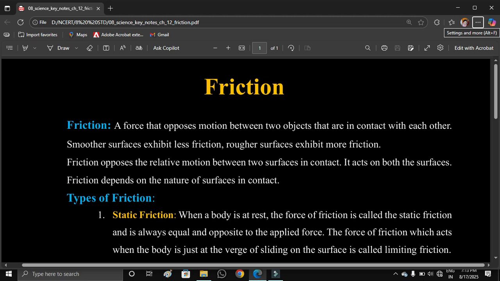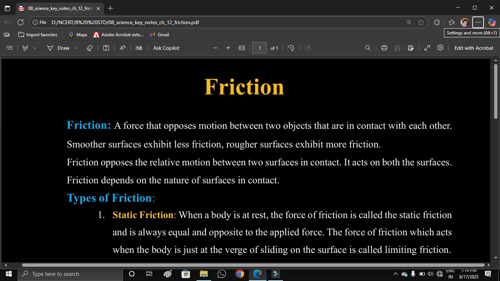What is friction? We should know motion between two objects that are in contact with each other. Smoother surfaces exhibit less friction, rougher surfaces exhibit more friction. Friction opposes the relative motion between two surfaces in contact. It acts on both the surfaces. Friction depends on the nature of surfaces in contact.